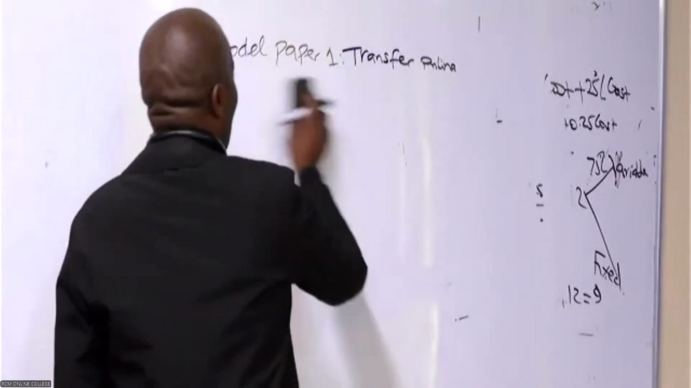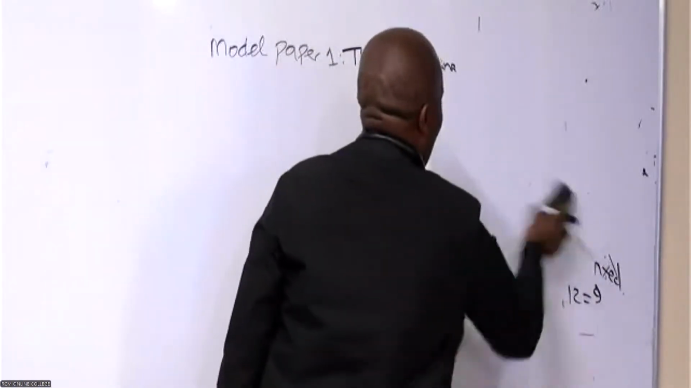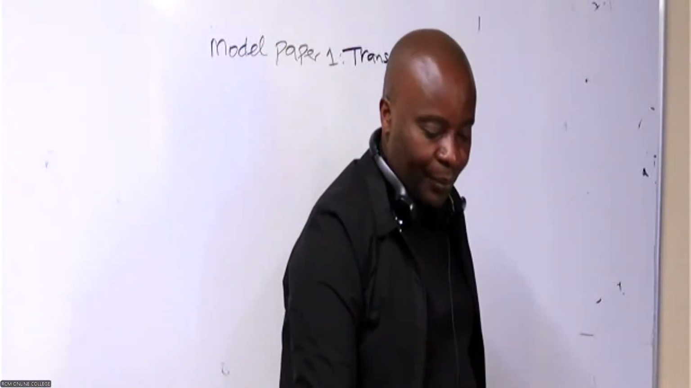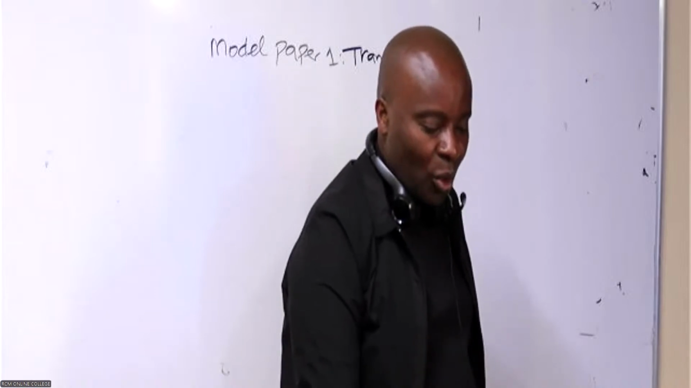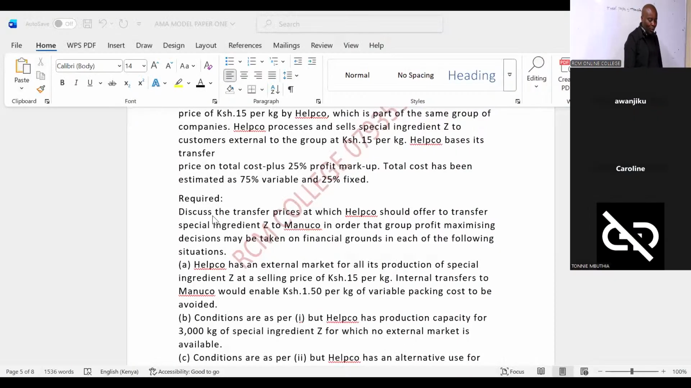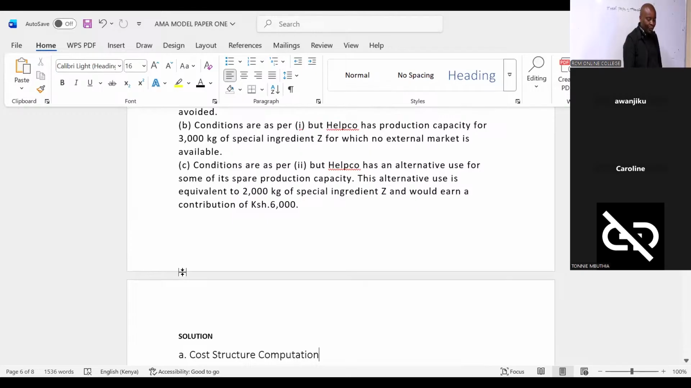So let's look at the second scenario, part B of this question. What do they want us to do in part B? Part B, ladies and gentlemen, is quite an easy one. They're telling us that the conditions of A above shall prevail, but now BOG has production capacity for 3,000 kilograms of special ingredient Z for which no external market is available.